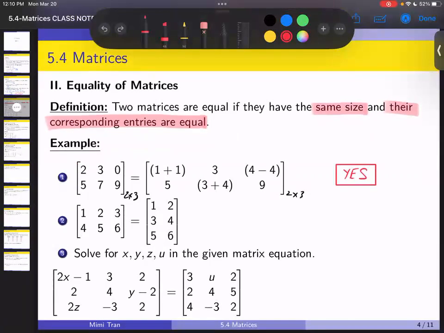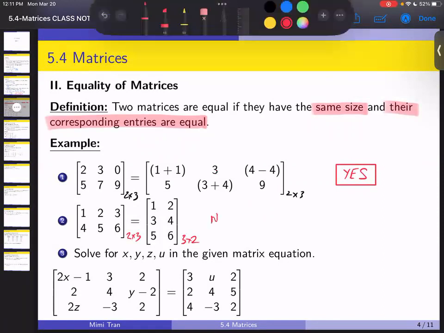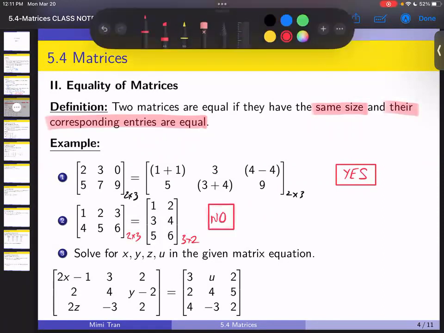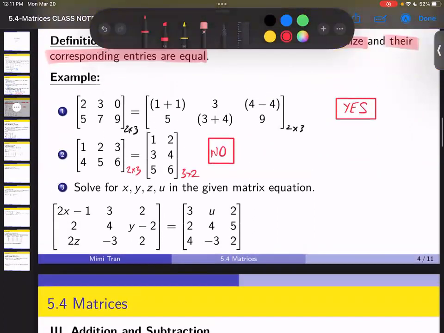What about number 2? Yeah, different size, right? This is 2 by 3. This is 3 by 2. So just say no right away. You don't have to compare the entries. This chapter is really easy, extremely easy. It's like an elementary student can do this.